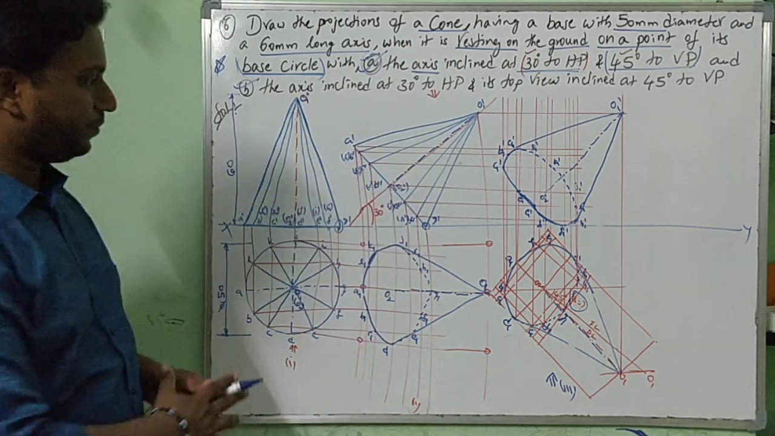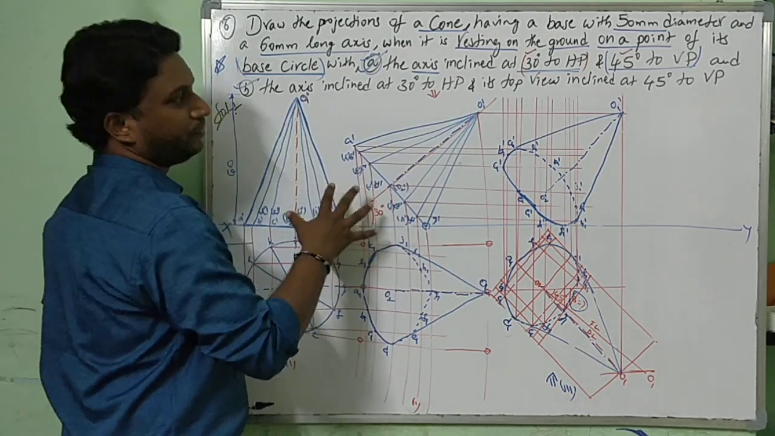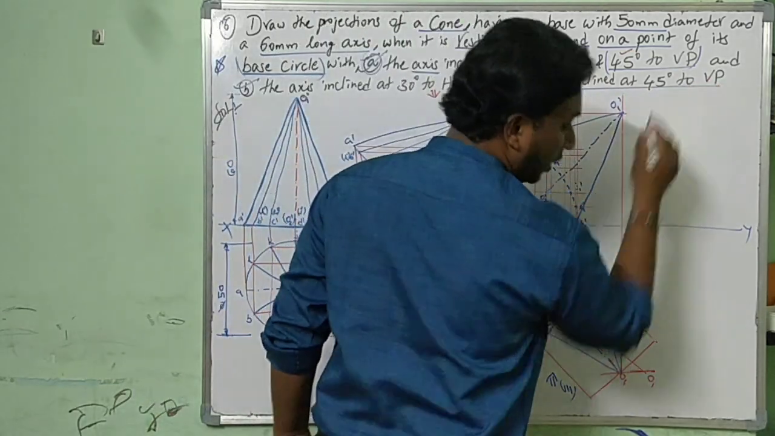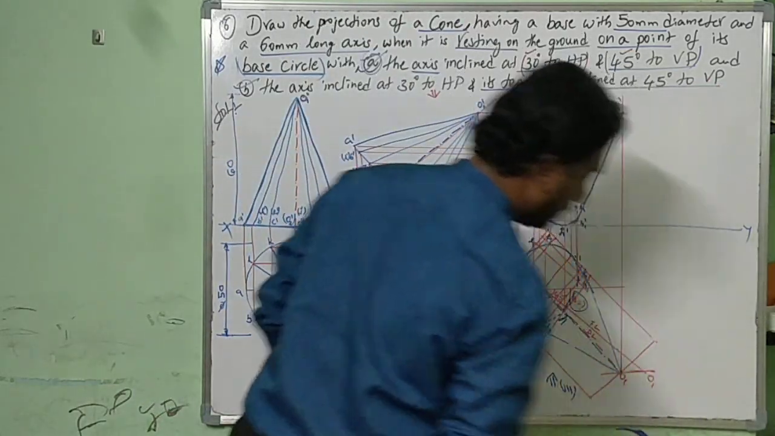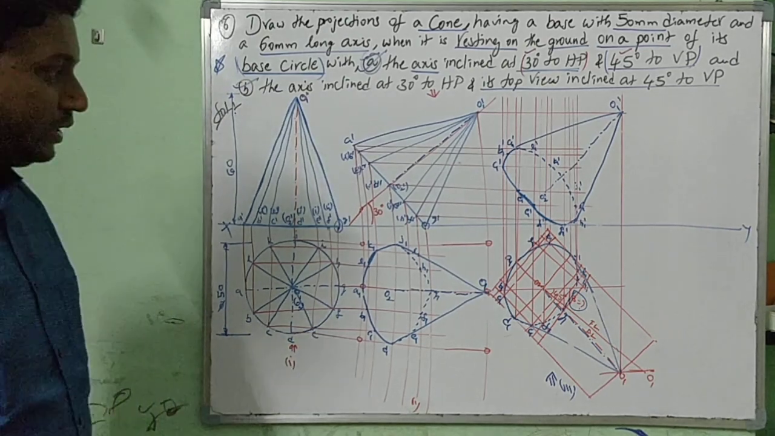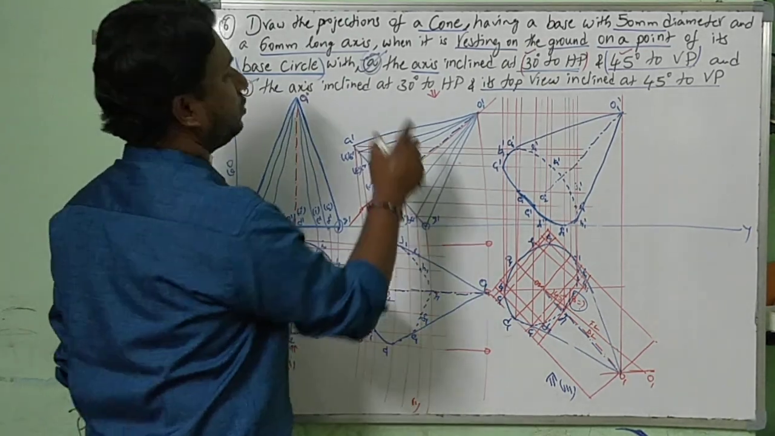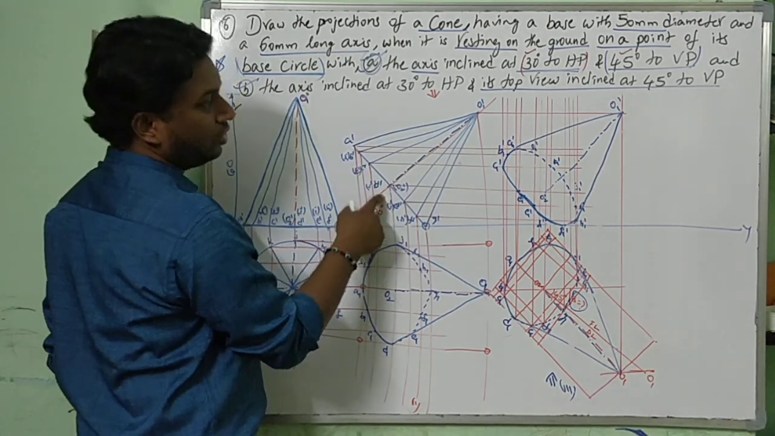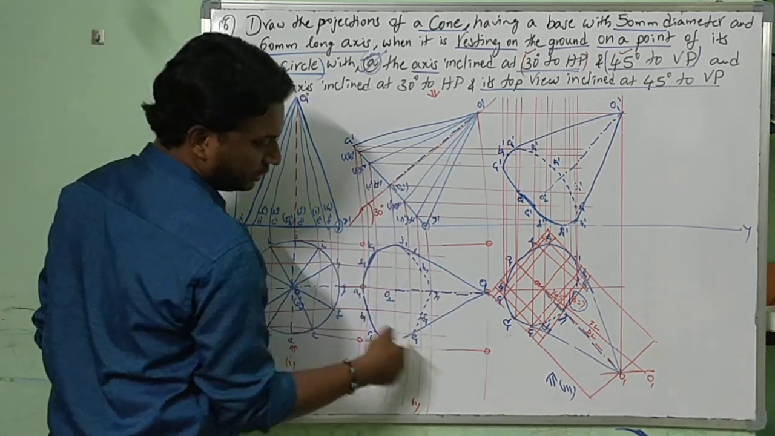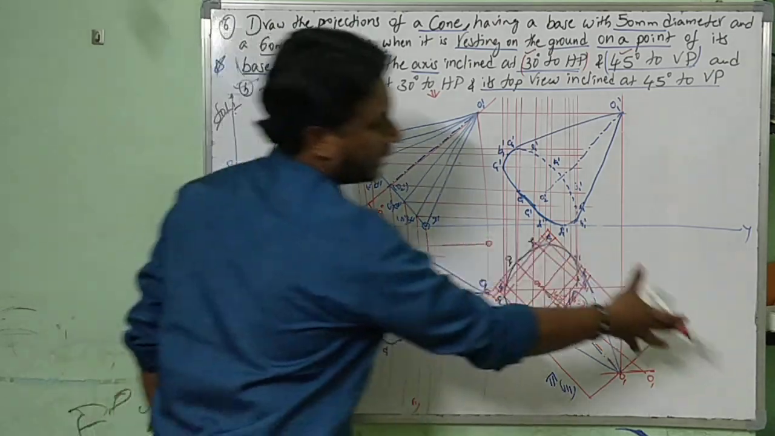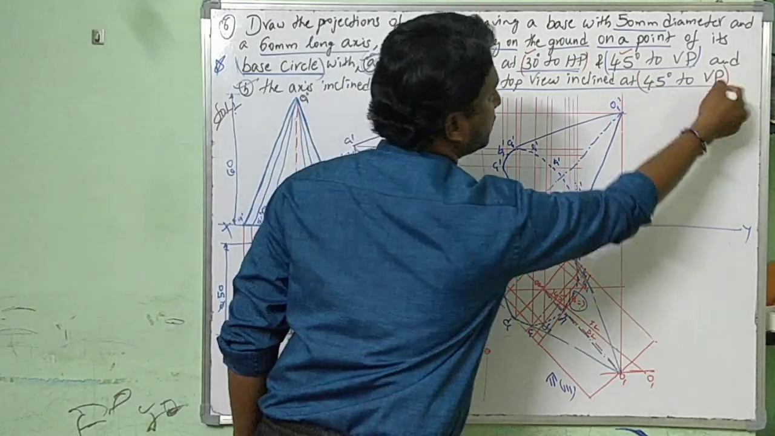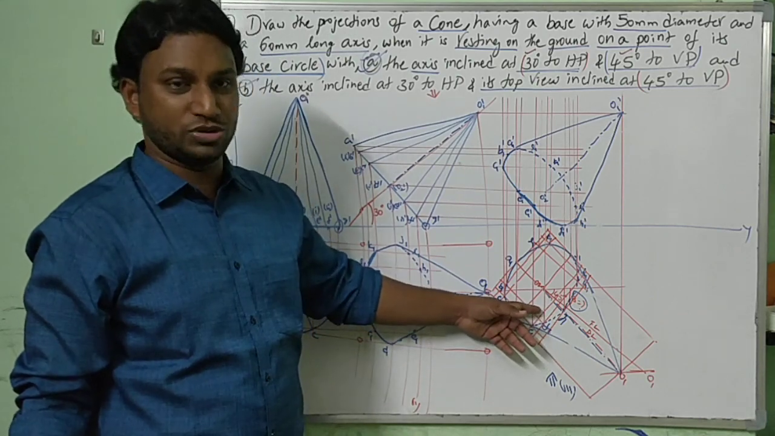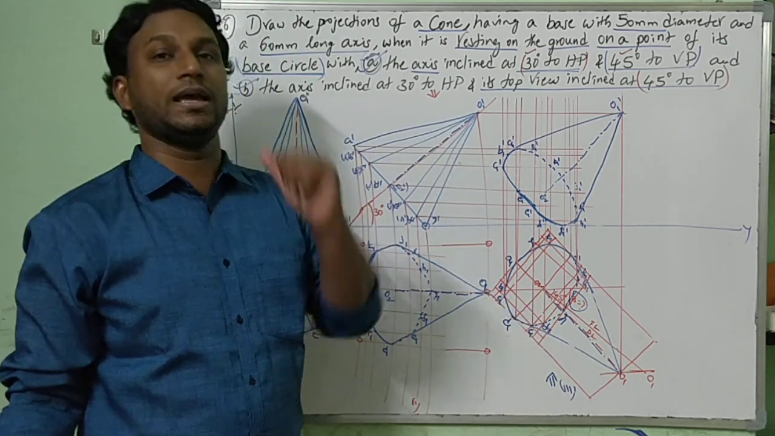Up to here it's the same. Stage 1, stage 2 is the same. Now think here, its top view is inclined at 45 degrees to VP. What is that? Its top view is inclined at 45. Which top view? When the axis is inclined at 30 degrees to HP, this is the front view. Respective top view. Now this top view is rotated at an angle of 45 degrees to VP. Here it is not at an angle of 45 as per question A. It is at an apparent angle beta.